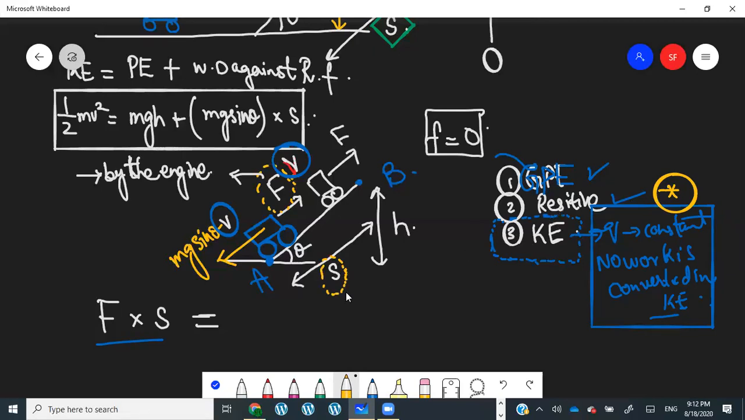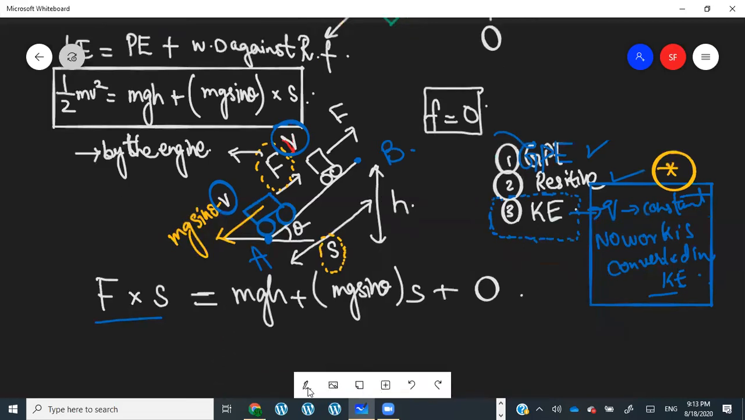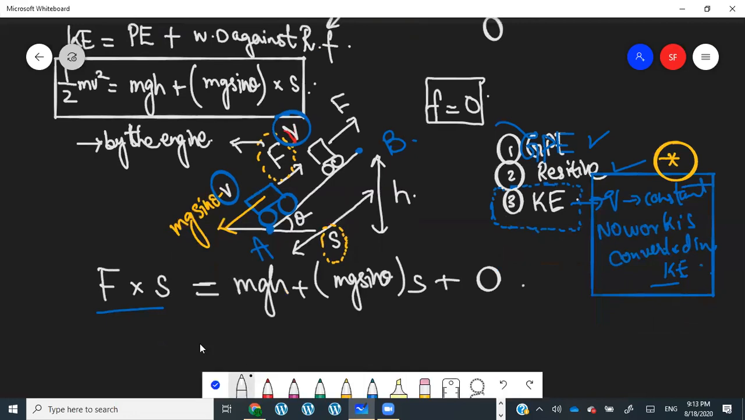Okay? So gravitational potential energy is going to be mgh in this case, and the resistive force is going to be mg sine theta. The distance traveled in that direction is s. And the change in kinetic energy is zero, right? So this is the equation that we get in terms of energy conversions, and this is an important equation as well.